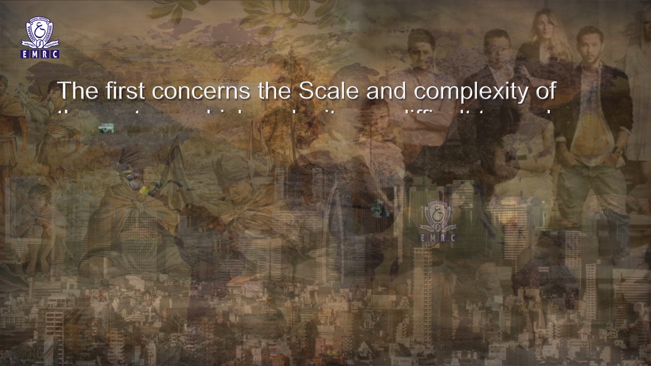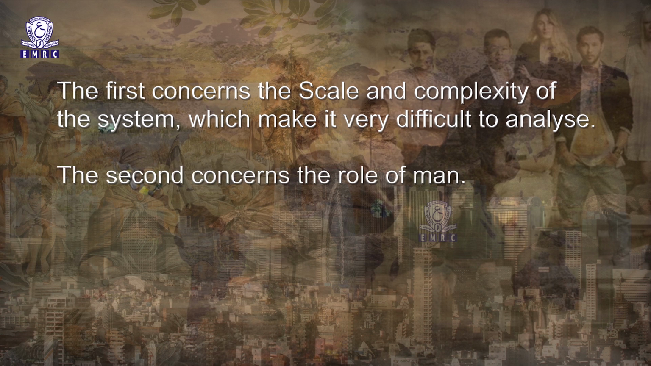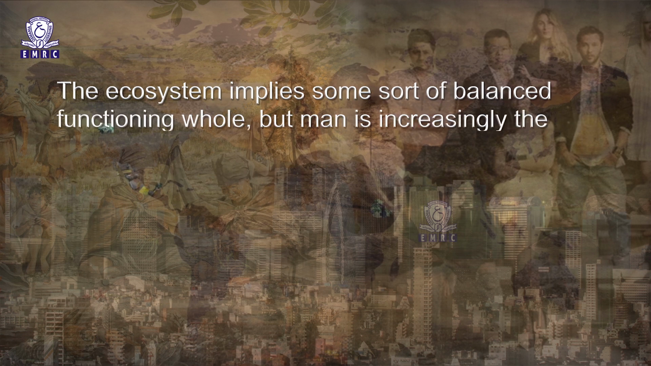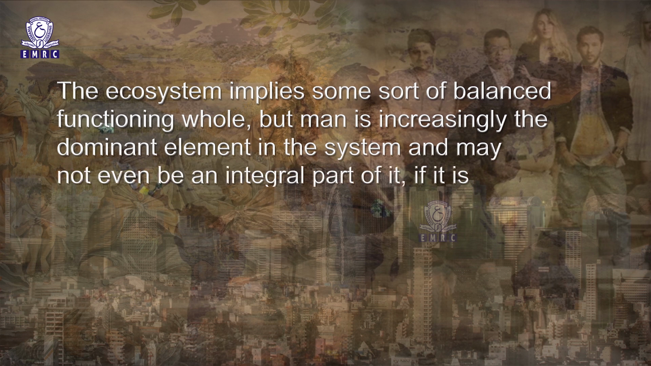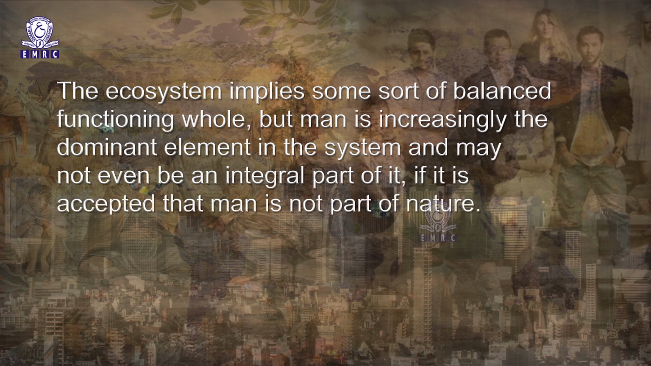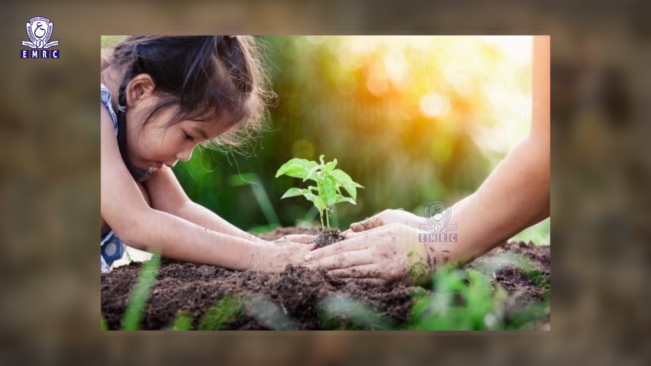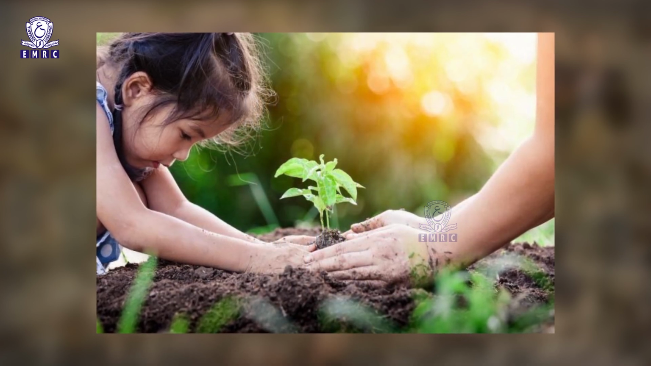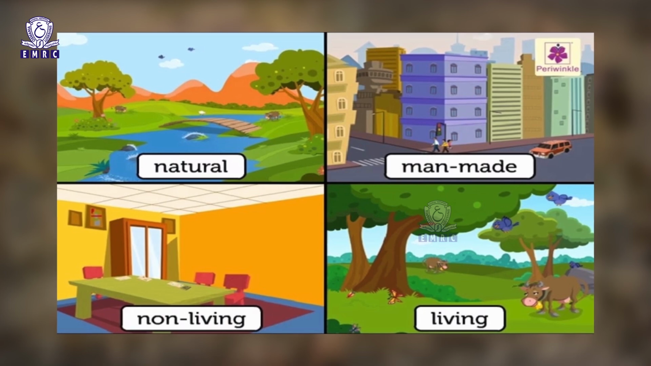However, there are two problems associated with the use of the ecosystem approach. The first concerns the scale and complexity of the system, which make it very difficult to analyze. The second concerns the role of man. The ecosystem implies some sort of balanced functioning whole, but man is increasingly the dominant element in the system and may not even be an integral part of it. If it is accepted that man is not part of nature, very complex socio-economic considerations are the most important factors affecting man's relationship with the environment, which is becoming increasingly man-made, and these have to be taken into account.